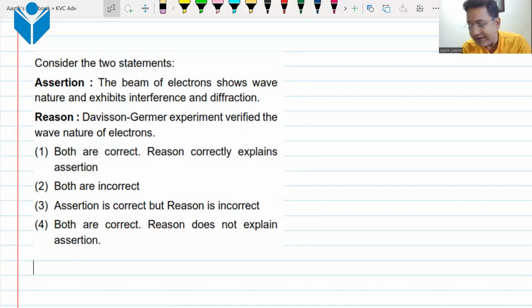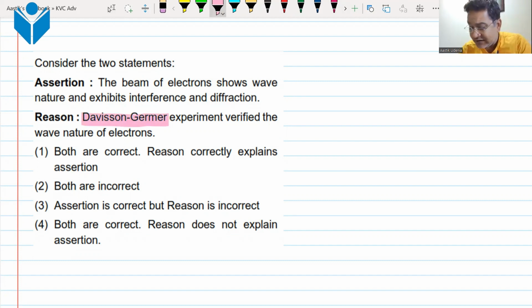As I told you many times, there are some questions which are just based on your knowledge. This is the one that comes in that category. Consider two statements. One is an assertion, the second one is a reason, and I wait for your answers for this one. So what's the answer here? Remember this.